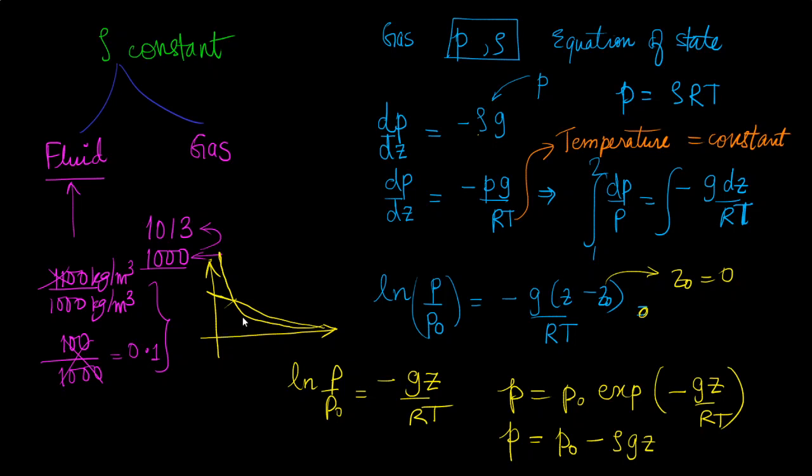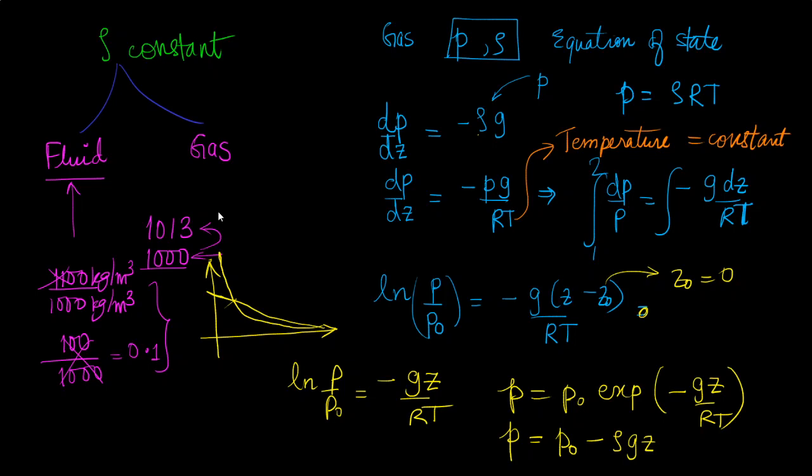Okay, so that pretty much wraps up this particular lecture on the fundamentals of hydrostatics. How good is this assumption? How much is the error in this P equal to P naught minus rho g z? That will be the assignment.